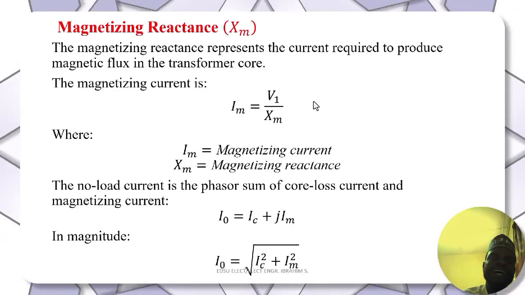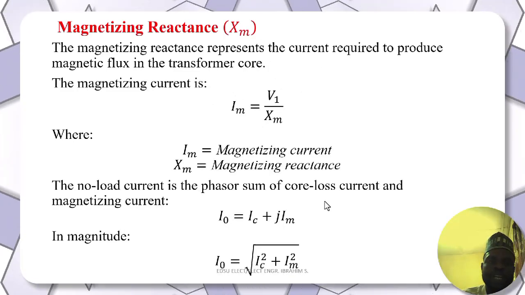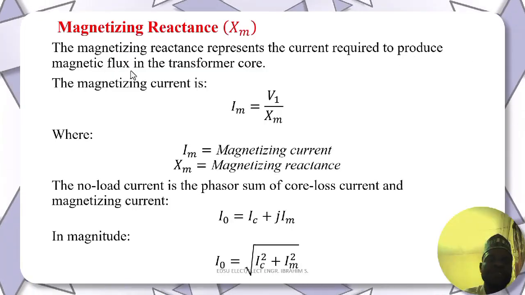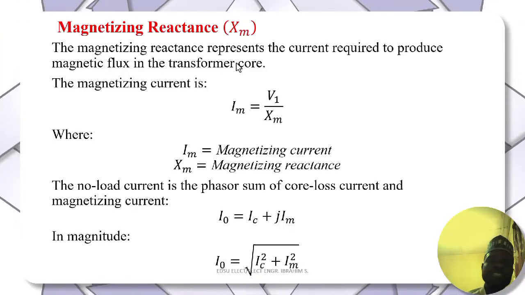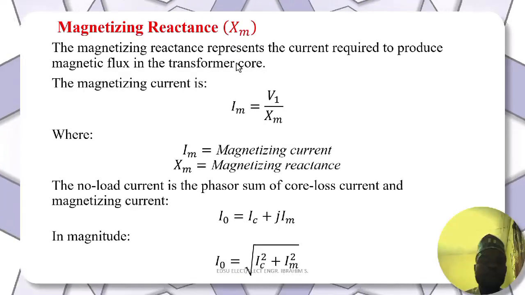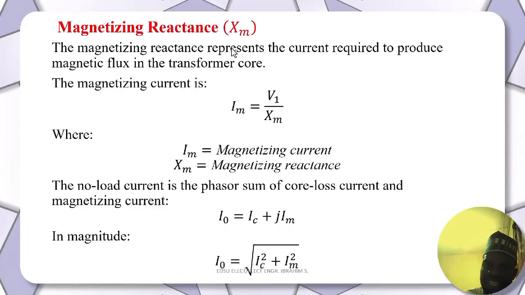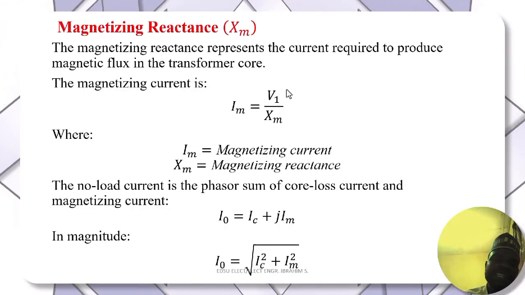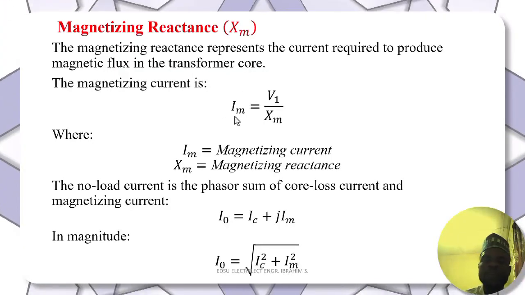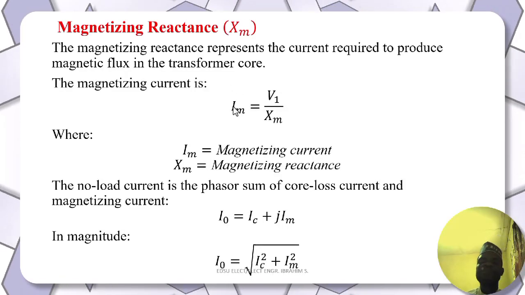Then the next is the magnetizing reactance, which is Xm at the shunt winding. The magnetizing reactance represents the current required to produce the magnetic flux in the transformer core. Definitely, this magnetizing reactance bears the responsibility of producing the magnetizing flux in the transformer. If there is no magnetizing flux in the transformer, then the secondary winding won't be able to cut any flux.